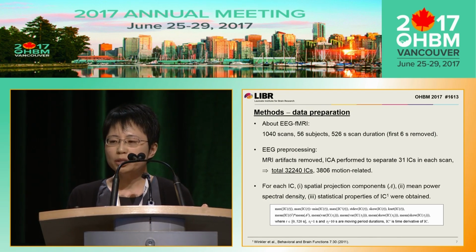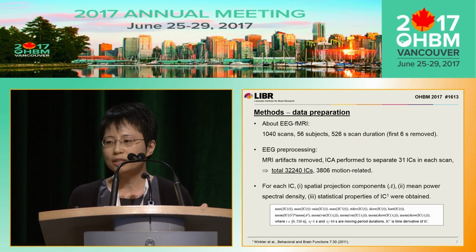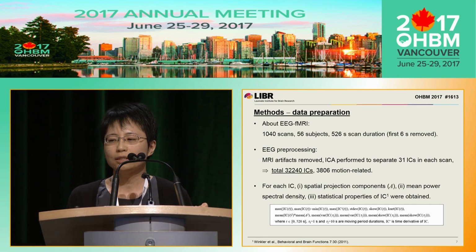On the experiment side, there were 1,040 scans from 56 subjects. Each scan lasted for 526 seconds, with the first second removed to ensure the steady-state signal. We preprocessed the EEG signal by removing the MRI artifacts and then performed the ICA to separate 31 ICs in each scan. There were a total of 32,000 ICs, among which 3,800 are motion-related.